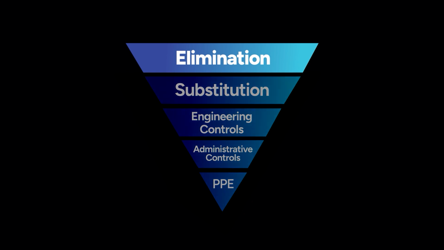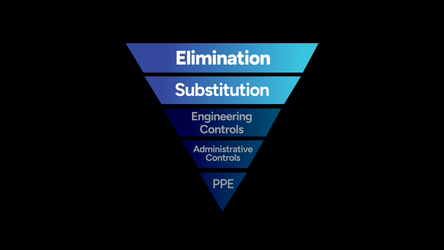At the top of the hierarchy is elimination. Simply put, if a risk can be completely removed, there's no hazard to worry about. You've eliminated it. It's the most effective form of hazard control because it completely eradicates the risk. But elimination isn't always possible. It leads us then to substitution. That means you've replaced a hazard with something less risky.